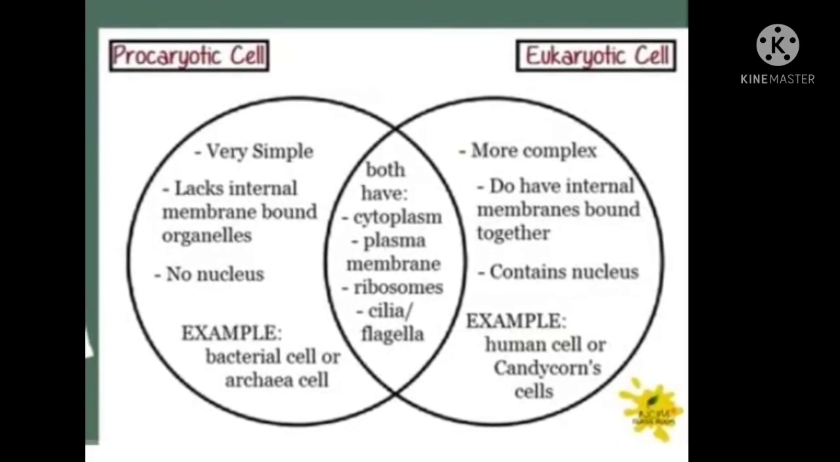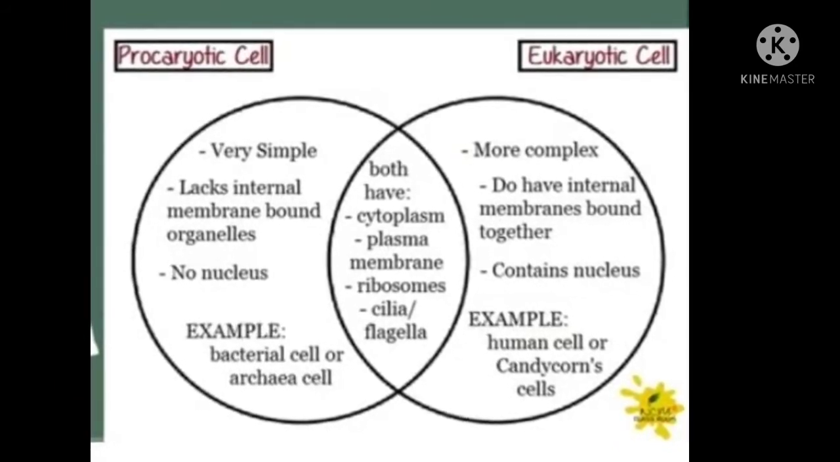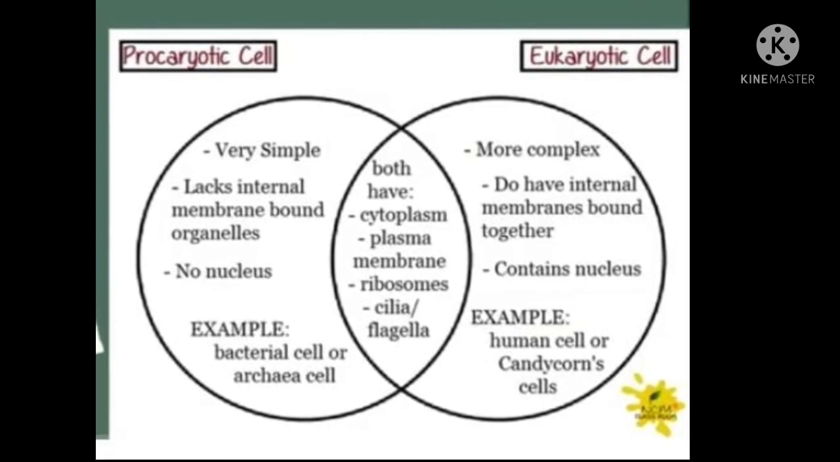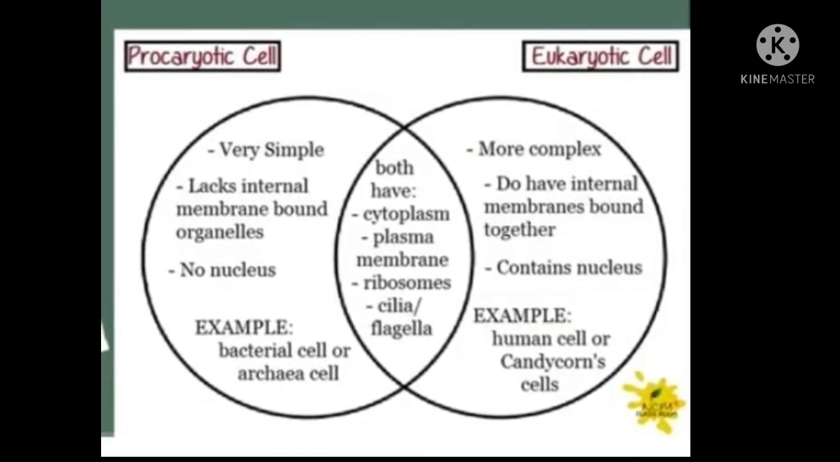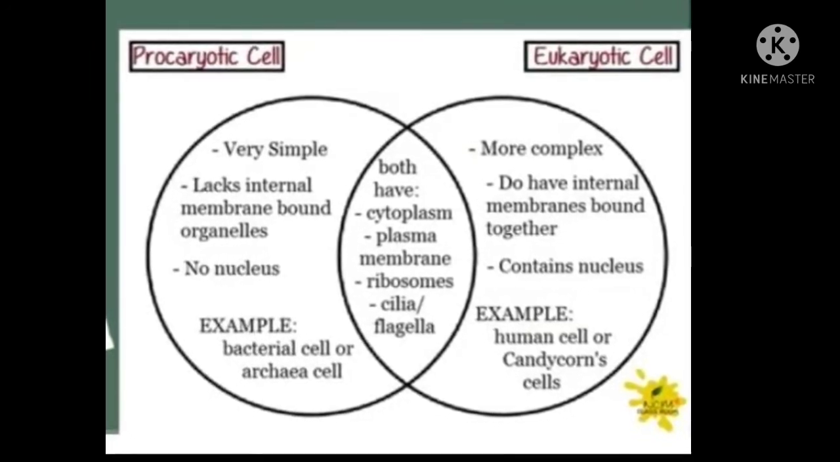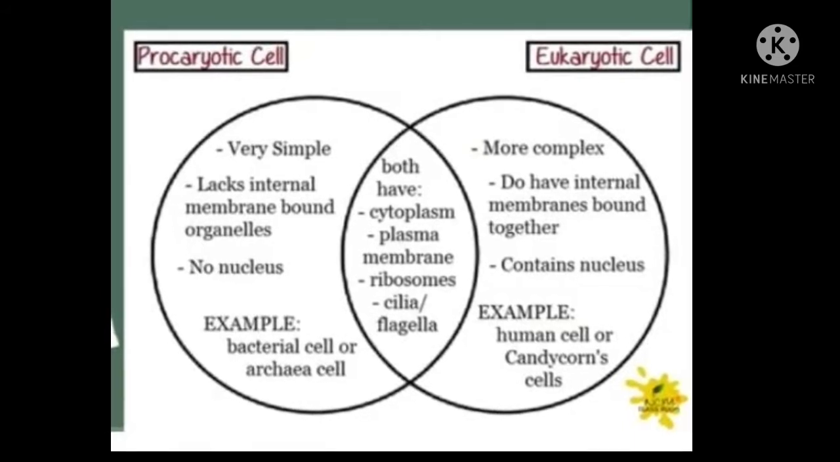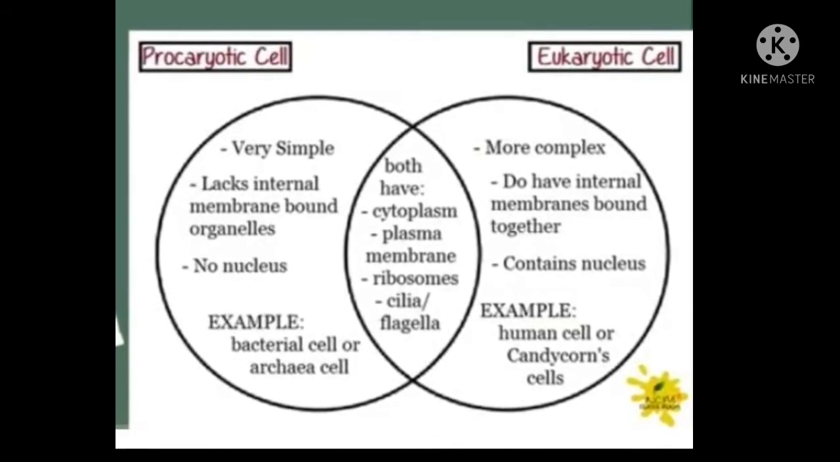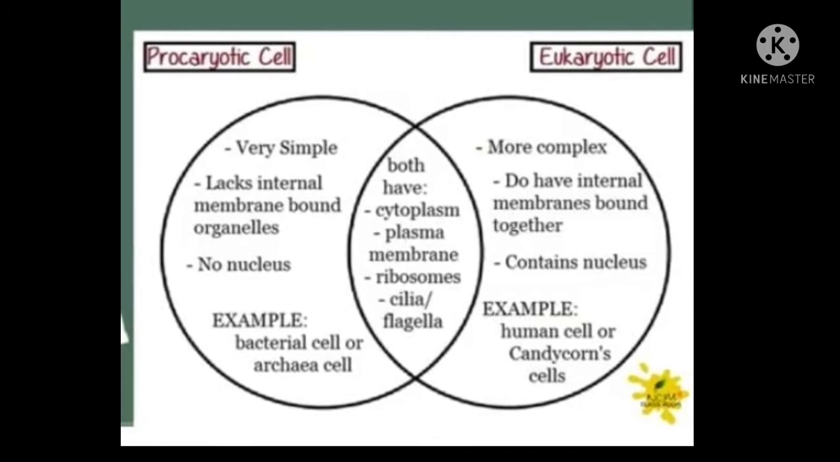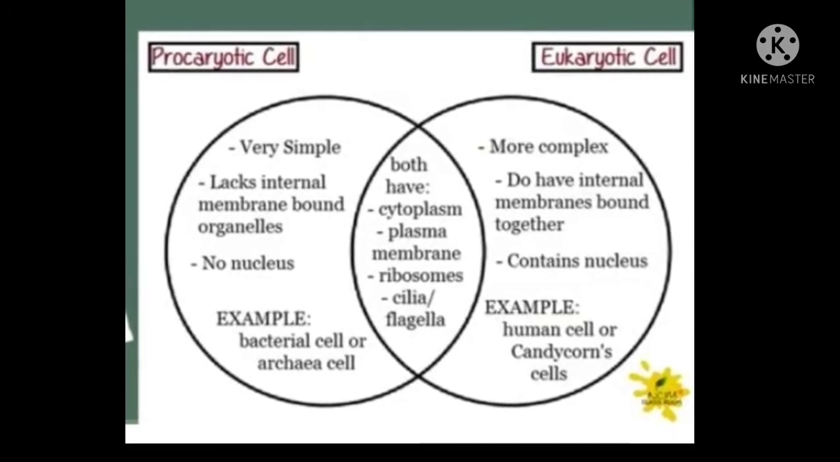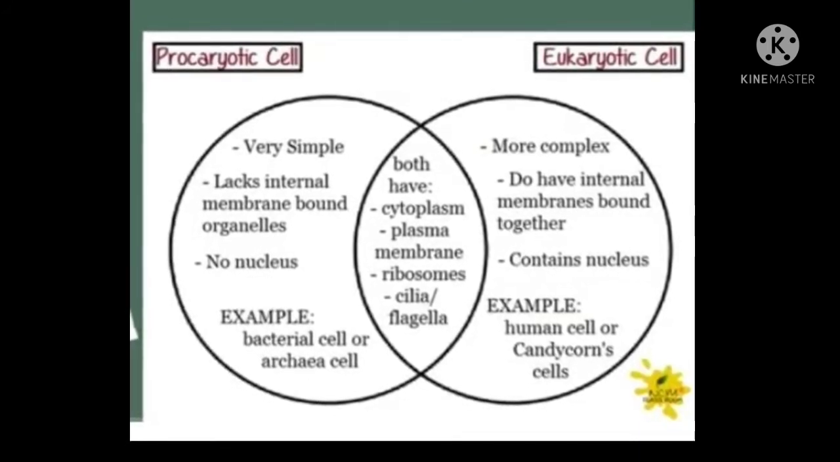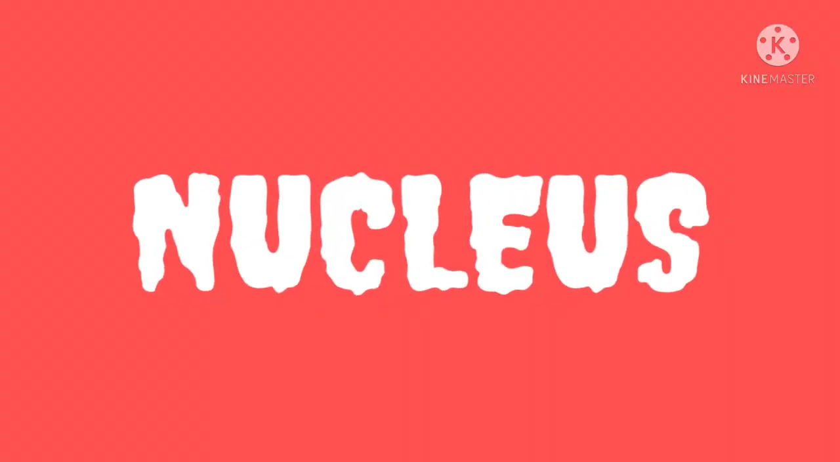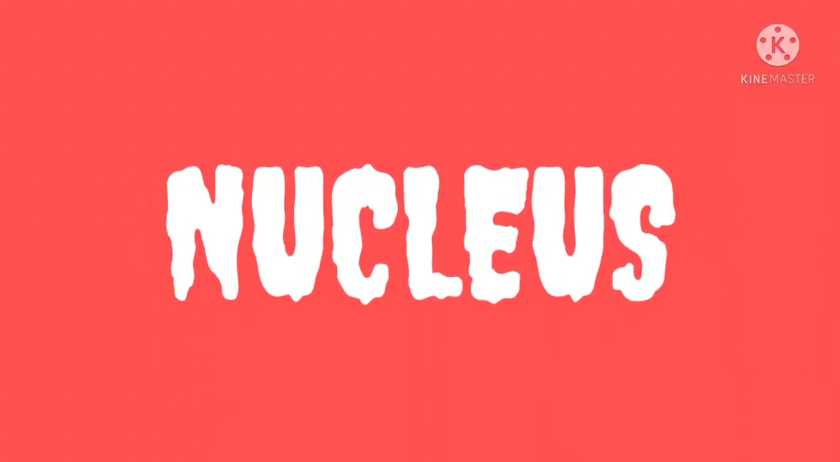But eukaryotic cells are more complex, have internal membrane bound organelles, and contain a nucleus. For example, human cells or Candida cells. Both have cytoplasm, plasma membrane, ribosomes, cilia or flagella. The next cell organelle is the nucleus.